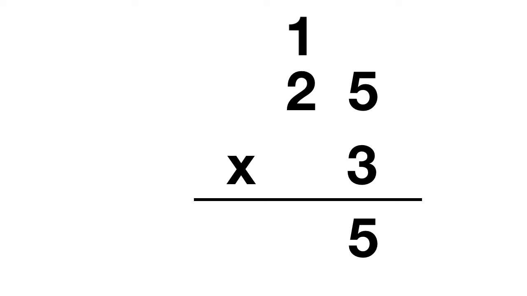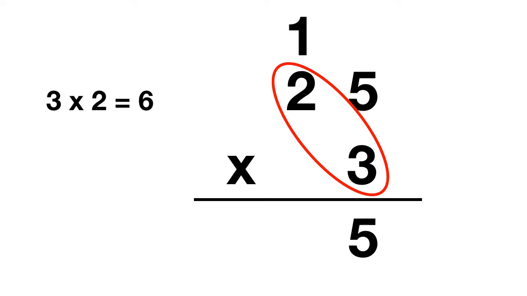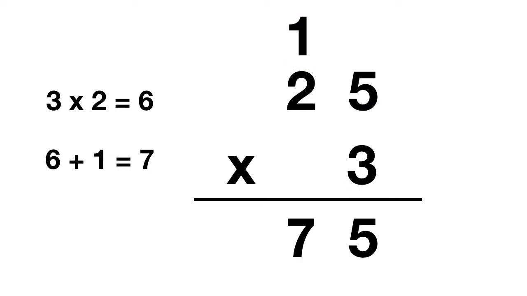The next thing we want to do is 3 times 2. But while we know 3 times 2 equals 6, we can't forget about this 1 that we just regrouped. If we take 6 and we add that 1, we get 7. And so what we put down below is the 7. The answer to 25 times 3 is 75.